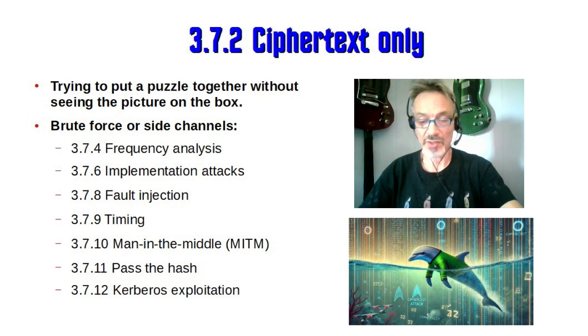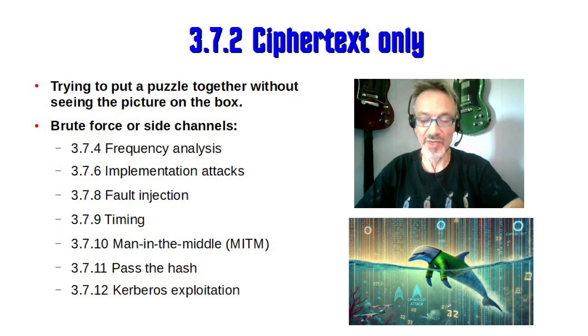Ciphertext only attacks. Anytime someone's not brute forcing, they found some other pattern or something. Those are called side channels, and there's many different types. Now, if I just have ciphertext only, I'm trying to solve the puzzle either through brute force or finding some other patterns. So imagine trying to solve a puzzle with only knowing what the final picture looks like. That's essentially what an attacker faces in ciphertext only.